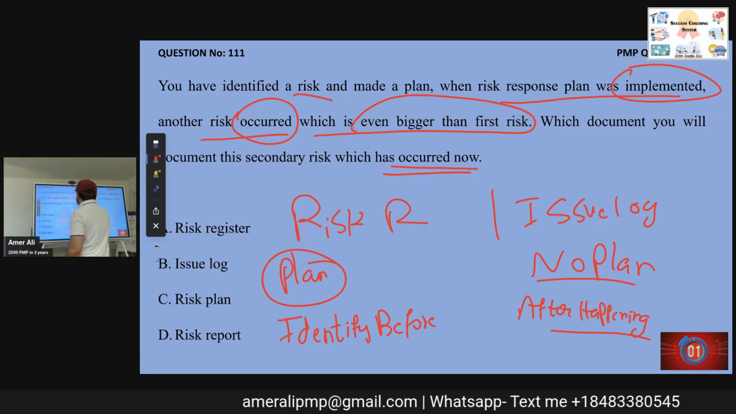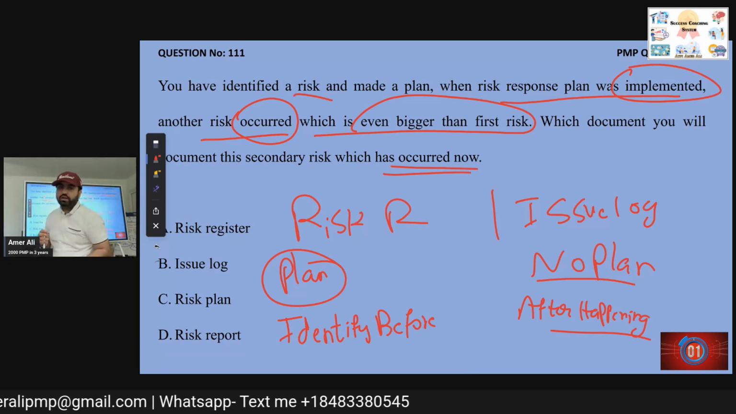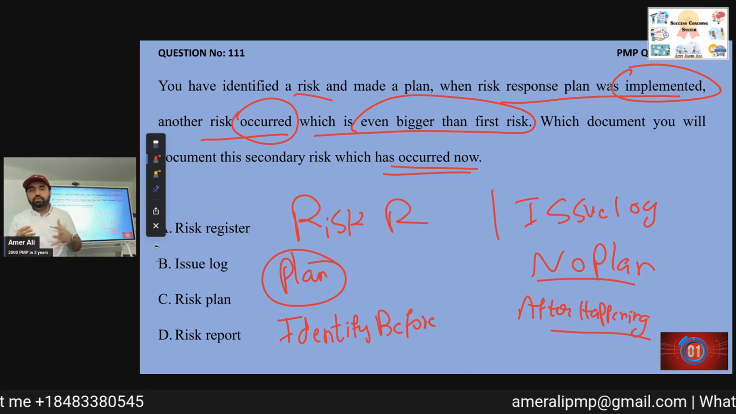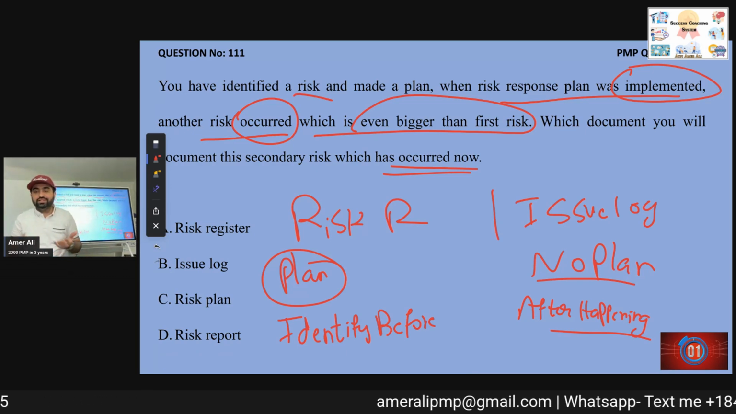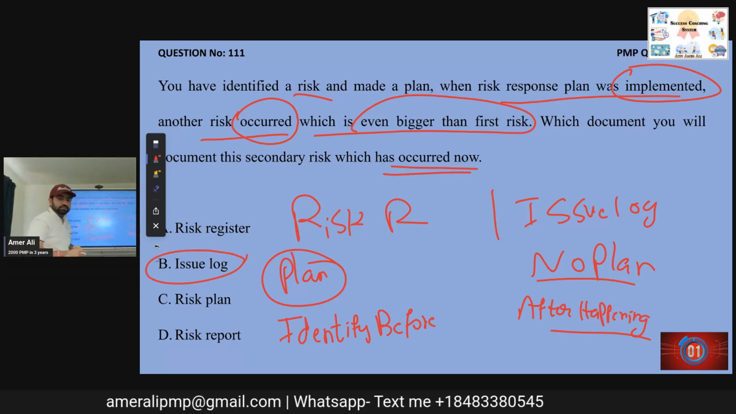No, this is bigger than that. Which document? Now, this is something that has happened now, right? You don't have a plan for this thing. If you identified it before happening, then you have something with you. No? You don't have something. It goes into issue log, guys. Straightforward.